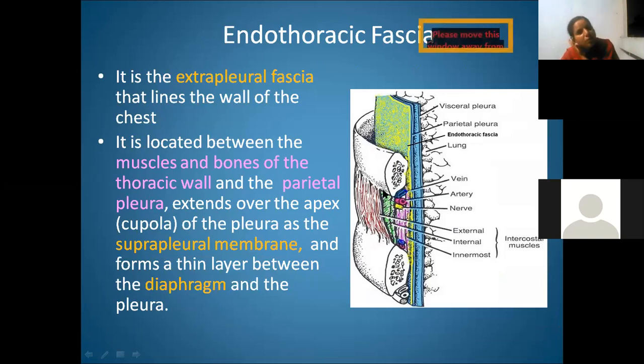Then there is one fascia inside. You call it the endothoracic fascia. Deep to the endothoracic fascia, you will have the lungs, with the parietal layer and visceral layer, and the lung tissue.